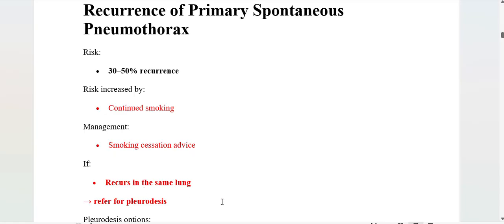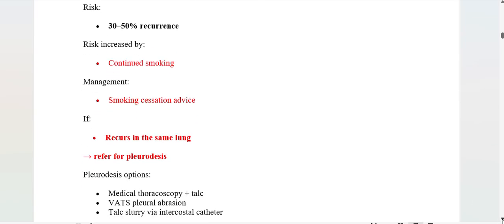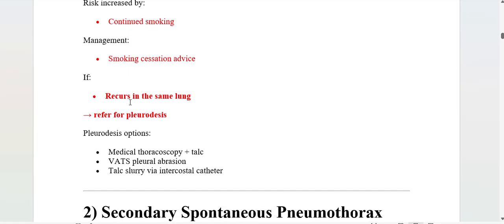If it recurs in the same lung, we will refer the patient for pleurodesis. What is pleurodesis? In the lungs, we put some chemicals on the outer surface, and then fibrosis builds, and somehow we close the space. Just work on that. You will come to know what pleurodesis is. You can watch the video on YouTube.